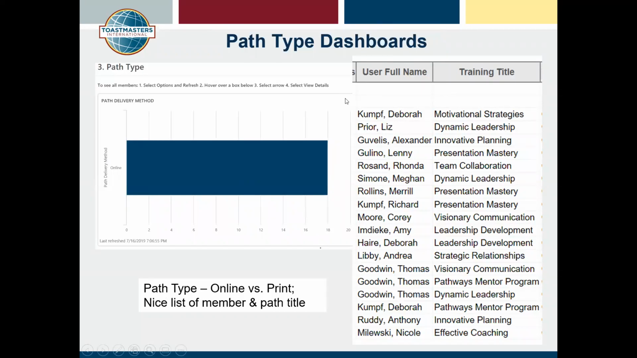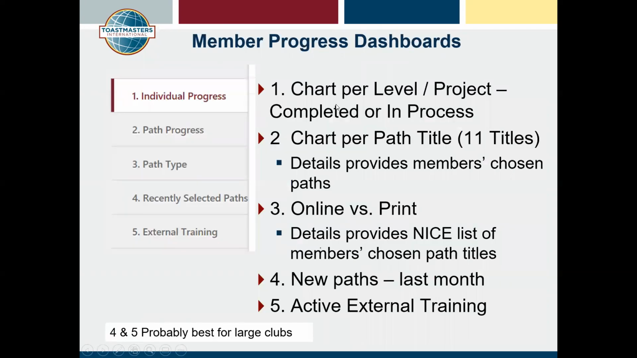But if I go to the details, it gives me a really nice list of every member and every path that they have. Notice that Tom has 3 paths. At the time, I only had 1 path. Now I have 2. And that's a nice little list there for me, for reference of what path. Again, the individual progress is a chart per level per project, completed or in process. Our level two is path progress, which is the chart per path title. Remember that there are 11 titles.